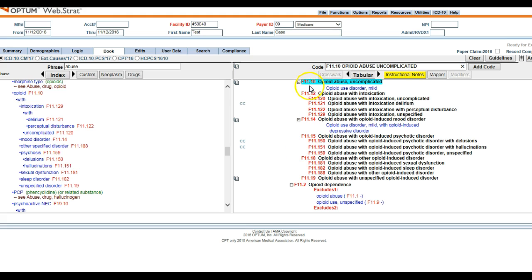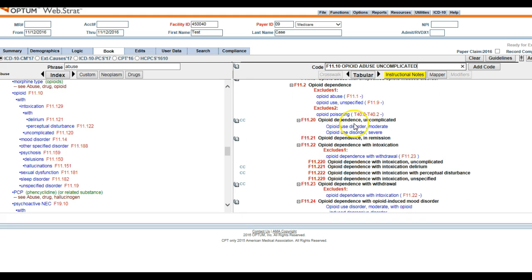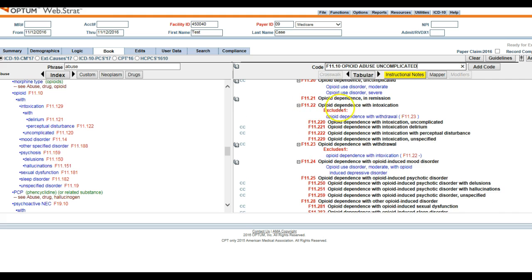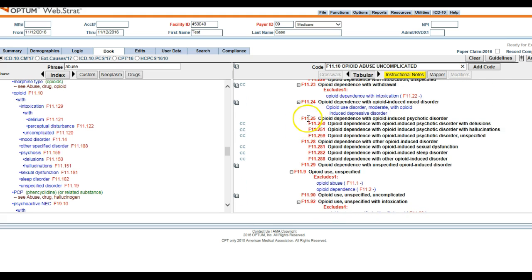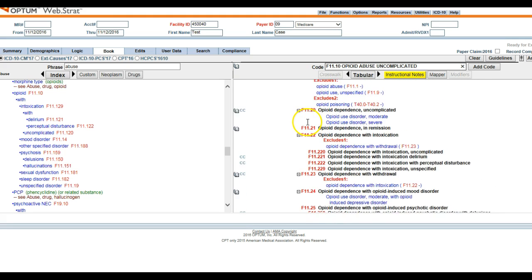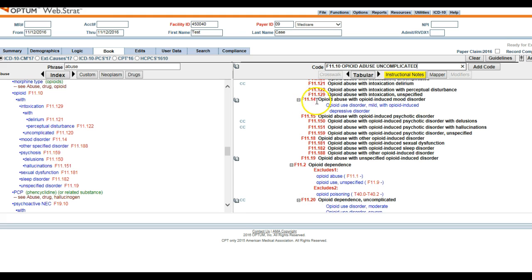So F11 is the 3-digit category. Opioid dependence uncomplicated. It's more than complication. We're not going to say with intoxication. Let's go back. F11.2. Let's go back up. F11.1. Here we are. F11.14, opioid abuse with opioid-induced mood disorder. It's beyond mood disorder. It's beyond psychotic disorder. Opioid abuse with other opioid-induced disorder.